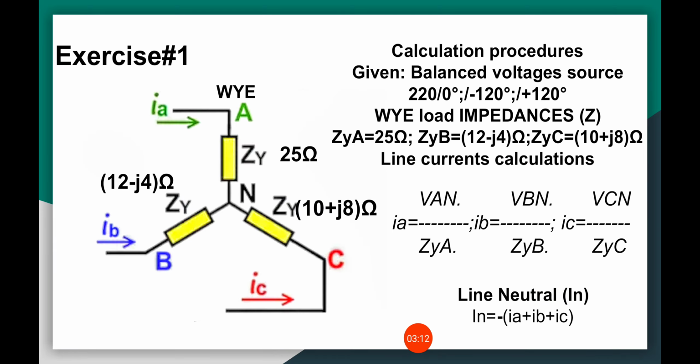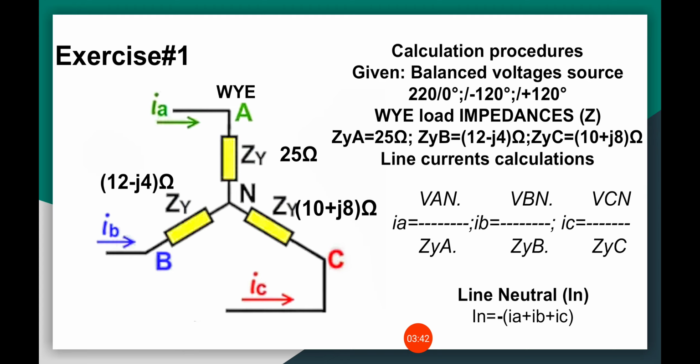Okay, let's have some exercises. Calculation procedures. Given the balanced voltage source, a balanced Y source, we have 220 at a 0 degree phase angle, then 220 at negative 120 degrees, and 220 at plus 120 degrees, or negative 240 degrees for phase C.